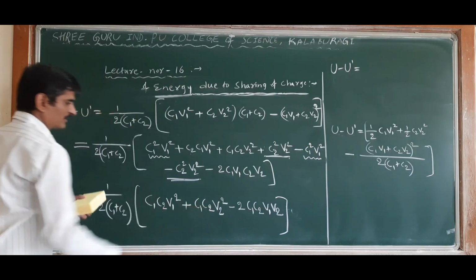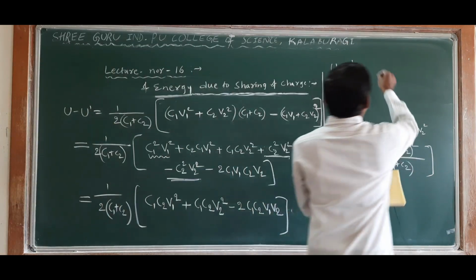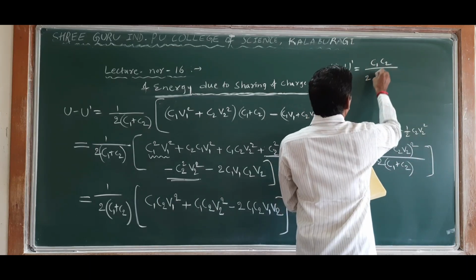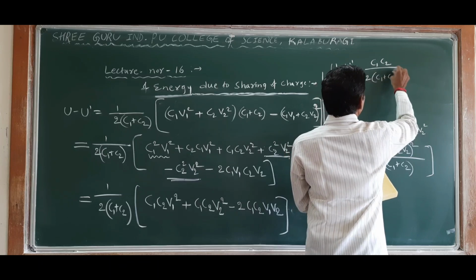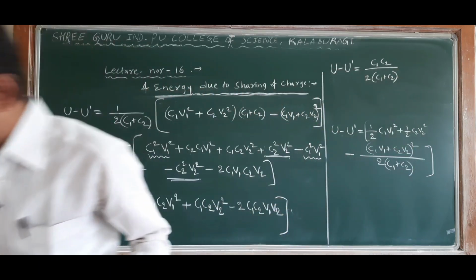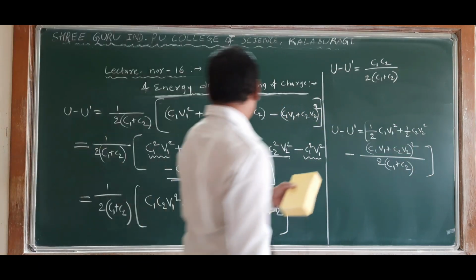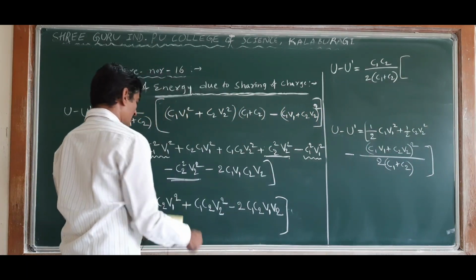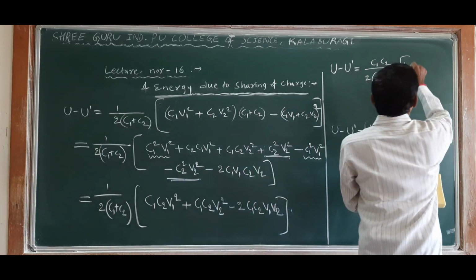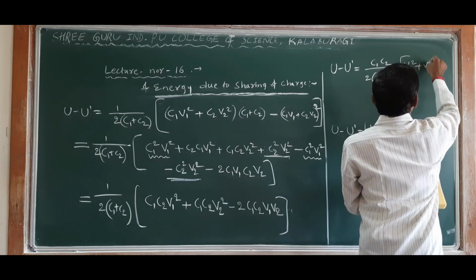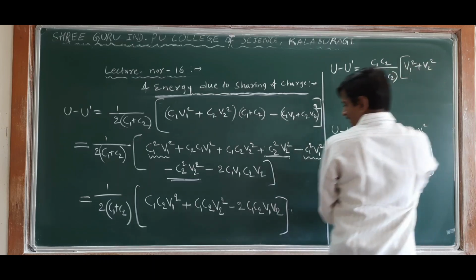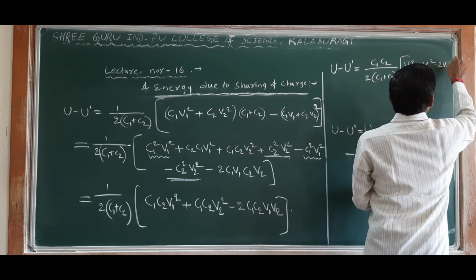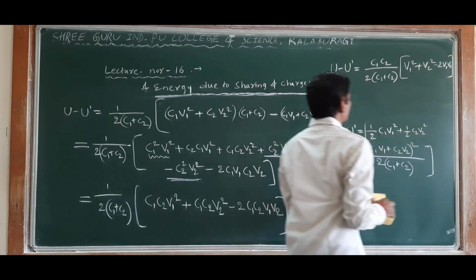Now C1 C2 is taken common, C1 C2 divided by 2 C1 plus C2. Then simplify that one. So C1 C2 is taken common, and here you will get V1 square plus V2 square minus 2 V1 V2.